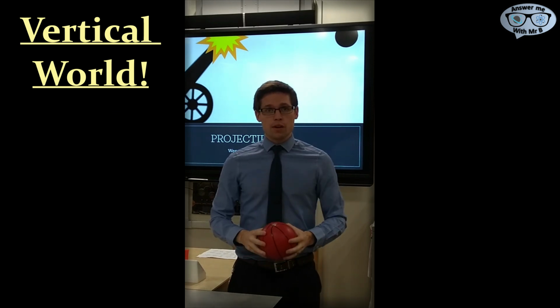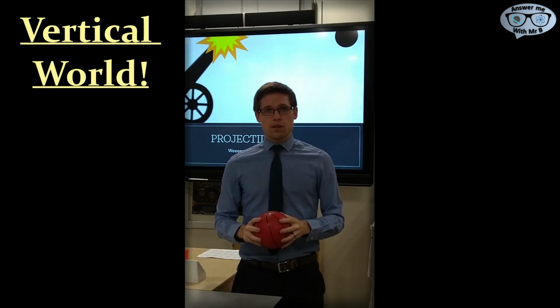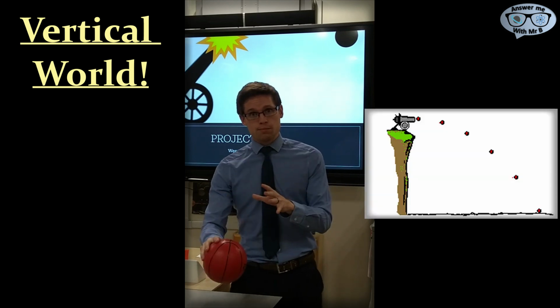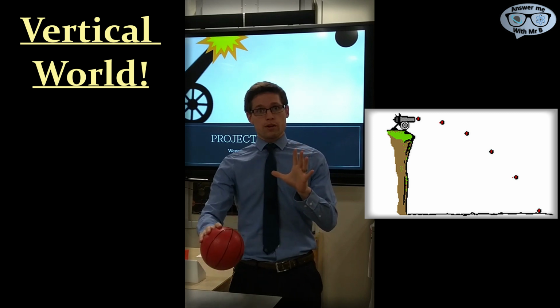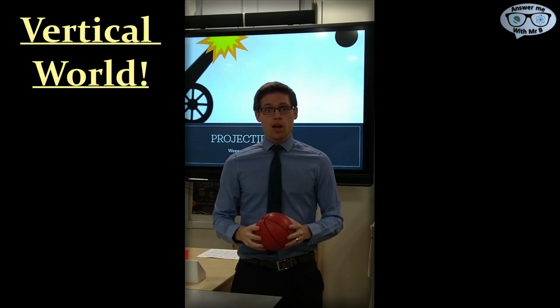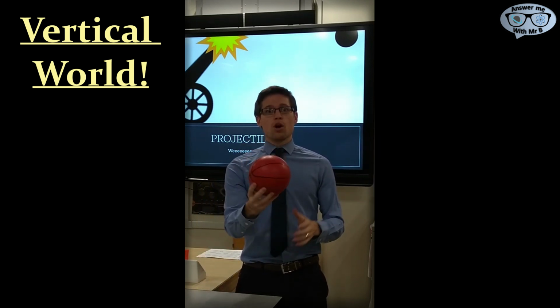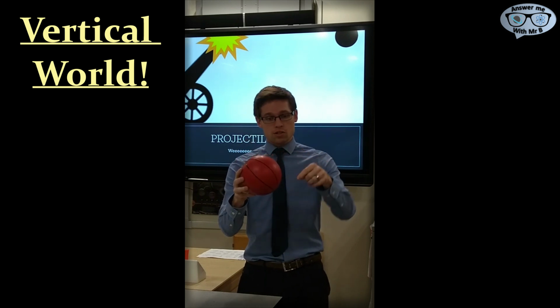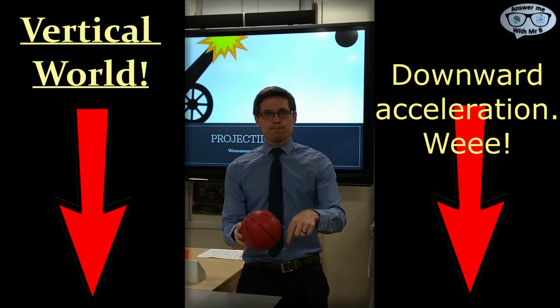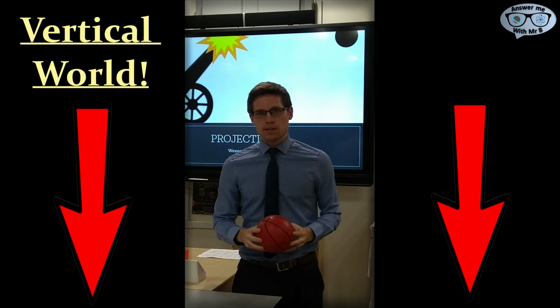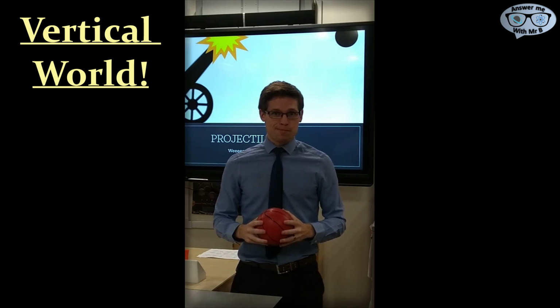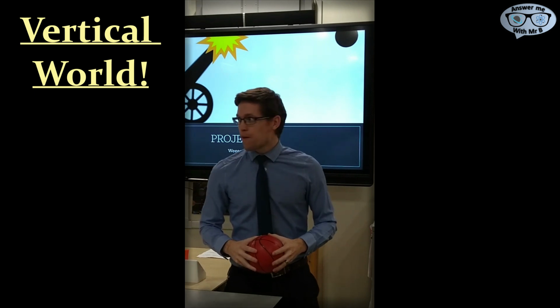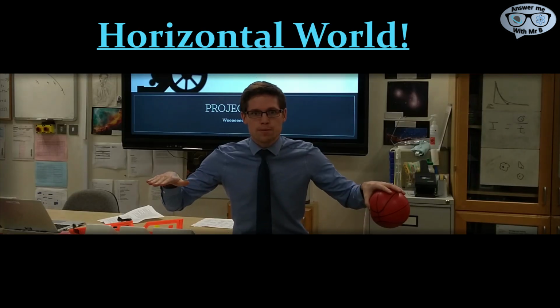Now, for National 5, you only ever have to consider the fact that it's falling down. Okay? You only ever deal with projectiles which are falling towards the ground. So from your point of view, the vertical velocity of this ball always increases downwards. But this whole gravity business is getting me quite down. So let's enter horizontal world.